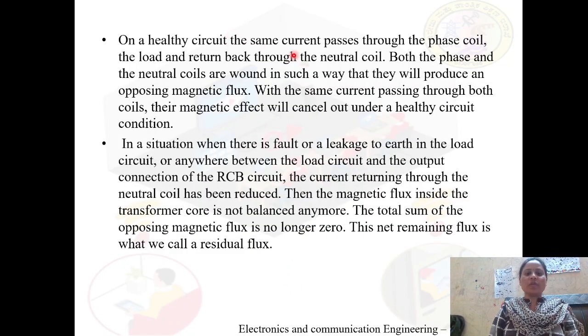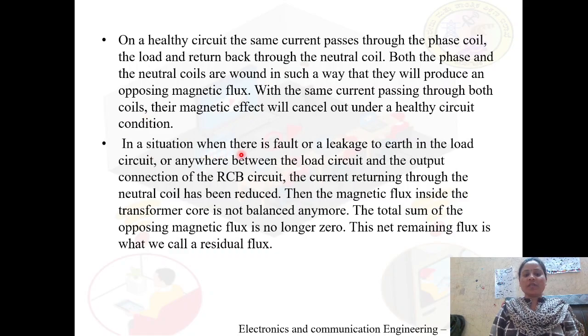In a healthy circuit, the same current passes through the phase coil, the load, and returns back through the neutral coil. Both the phase and neutral coils are wound in such a way that they produce opposing magnetic flux. So with the same current passing through both coils, their magnetic effects cancel out because the magnetic fields are in opposite directions, under healthy circuit conditions.